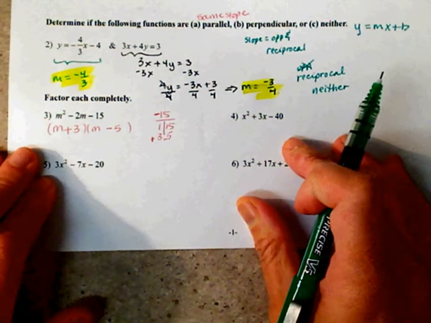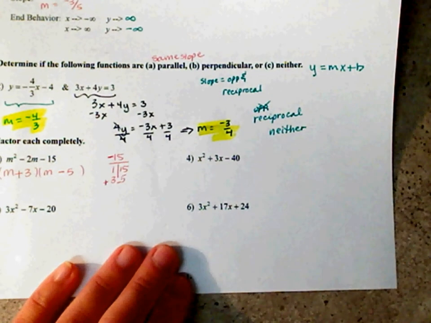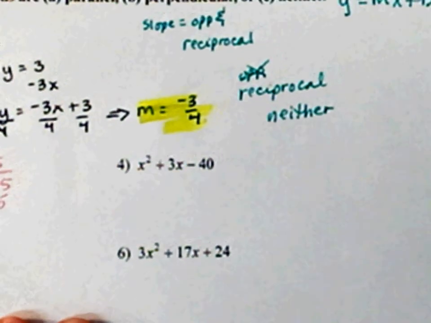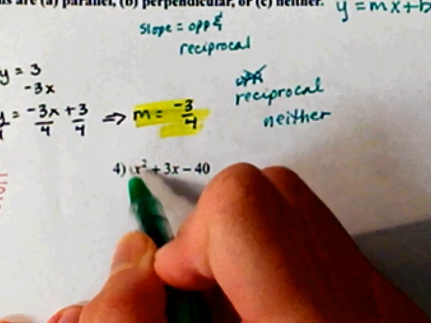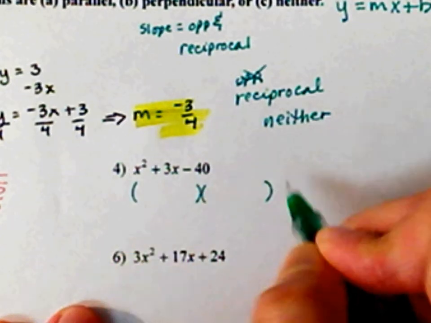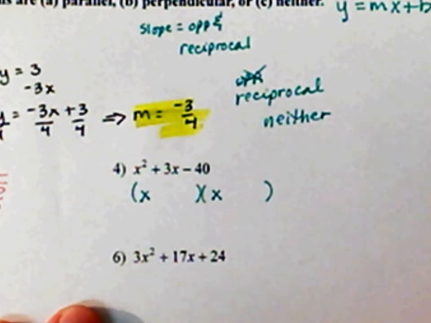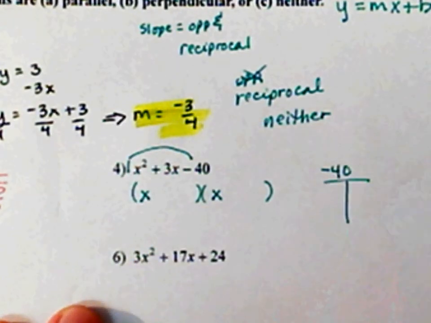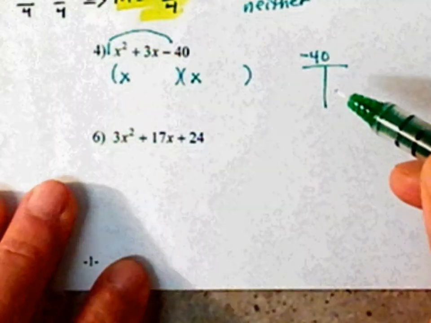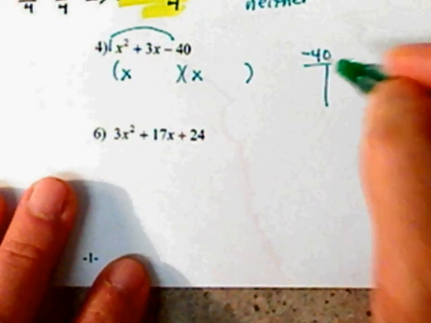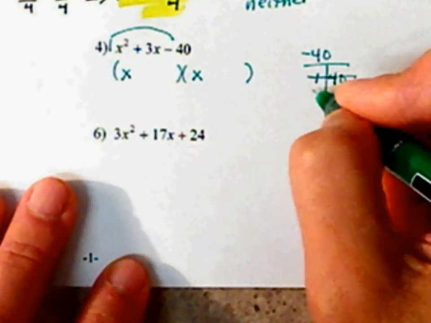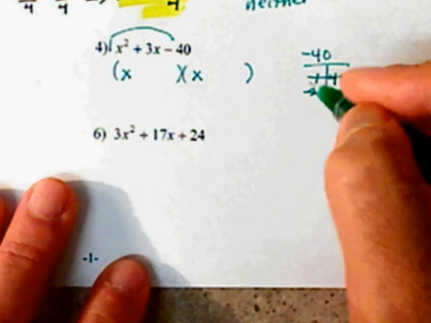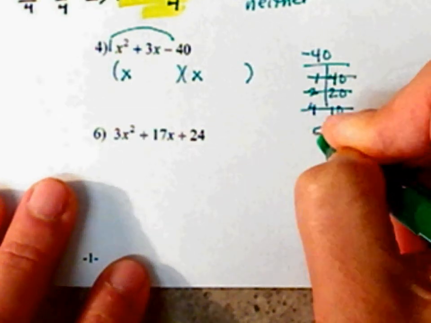Number 4. Let me make this a little bit bigger so you guys can see better now. Okay? On number 4, this is a 1, 2 sets of parentheses. Factors of x squared is x and x. 1 times negative 40 is negative 40. Two numbers that multiply to give you negative 40, but it's going to subtract to give you 3. 1 and 40? Nope. 2 and 20? Nope. 3 doesn't even go into it. How about 4 and 10? Nope. 5 and 8. There you go.